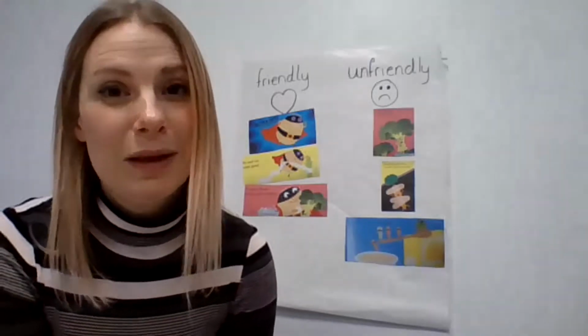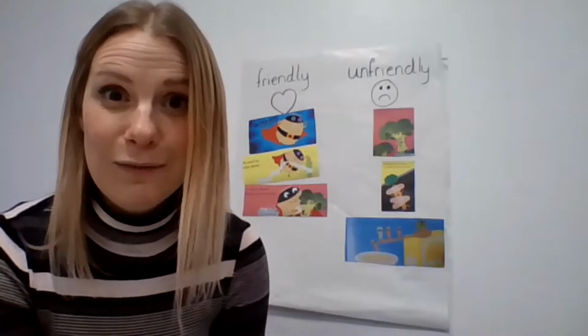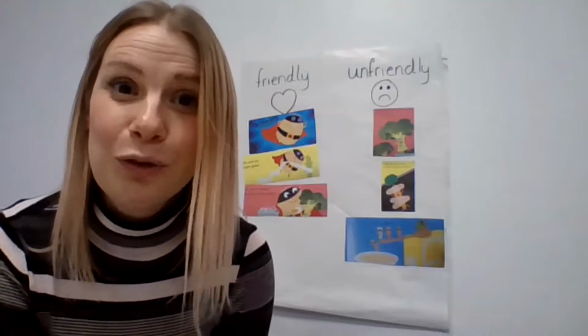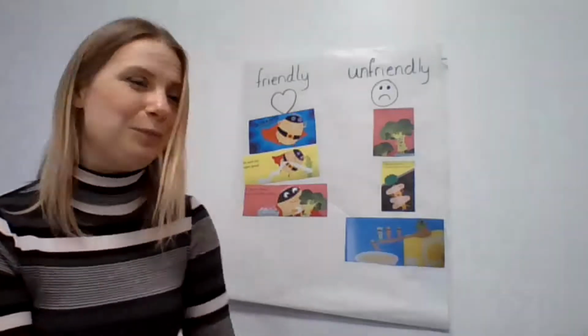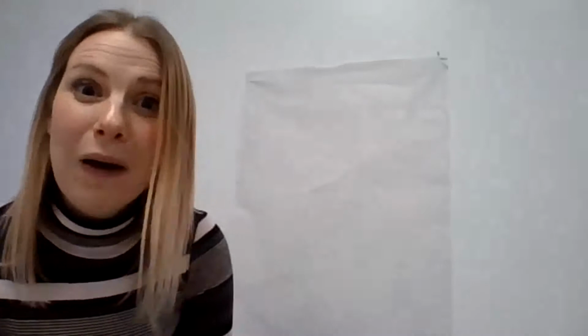So, the next part of our lesson, we're going to be looking at what the evil pea needs to change so that he becomes a bit more friendly. Do you think you can help me? We are going to make a special picture for the evil pea so that he can remind himself what he needs to do. So I'm going to give you the first one.